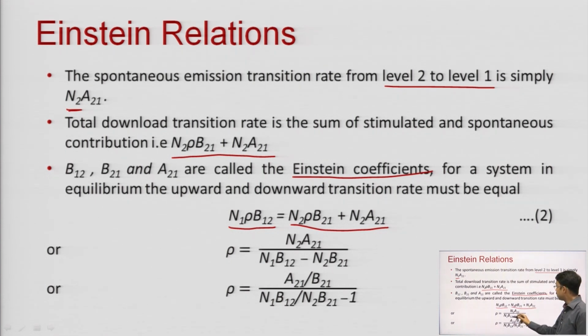Now, we can rearrange it, and this term will come over this side and we will take rho common, and by rearranging we will get this. Rho is equal to N2 A21 divided by N1 B12 minus N2 B21. We divide numerator and denominator by this term. So, in numerator we get A21 divided by B21 and in denominator we get this term.